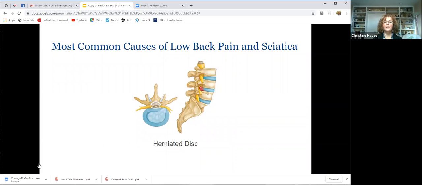So there are 3 common causes of low back pain and sciatica. And the very first one is a herniated disc. I didn't see anybody on the list tell me that they've had a herniated disc. If you did, then what we're looking at here is the spine.